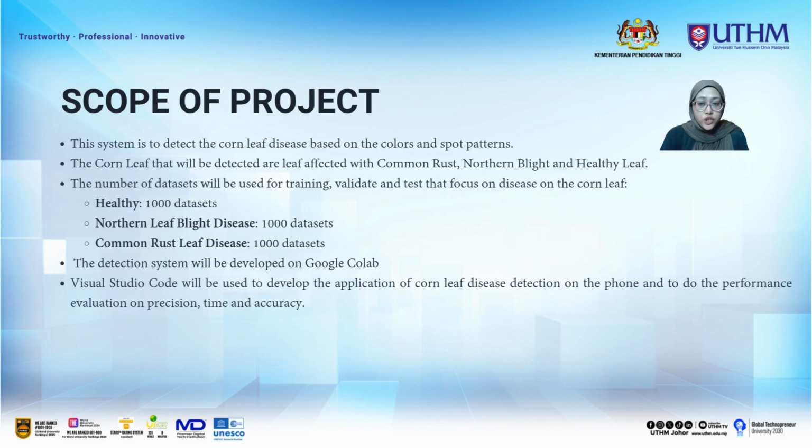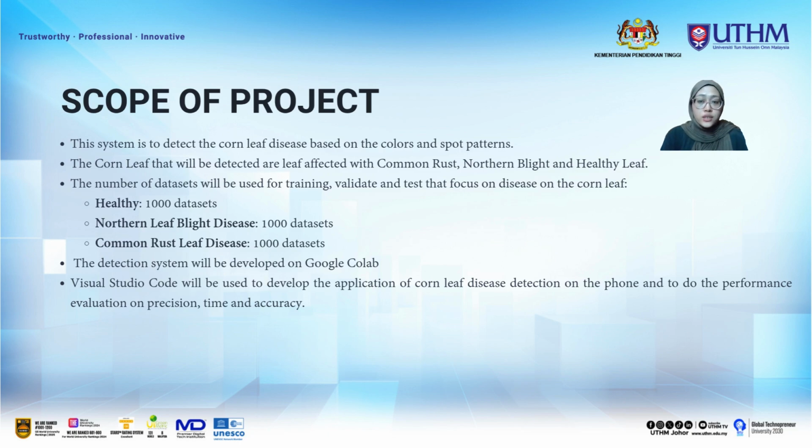For the scope of the project, the system is to detect corn leaf disease based on the color and spot patterns. The corn leaves that will be detected are leaves affected with common rust, northern leaf blight, and also healthy leaves. The number of datasets that I use for training, validation, and testing that focus on these diseases of the corn leaf: healthy uses 1,000 images, northern leaf blight also uses 1,000 images, and common rust disease also uses 1,000 images.